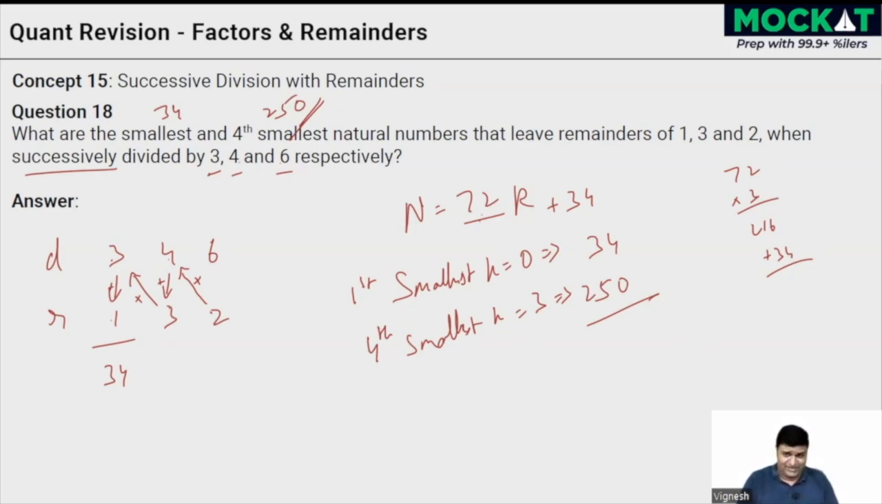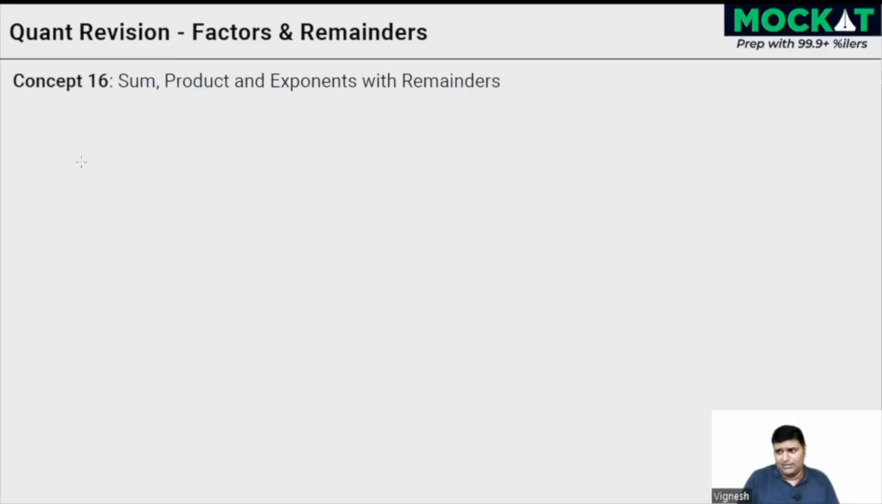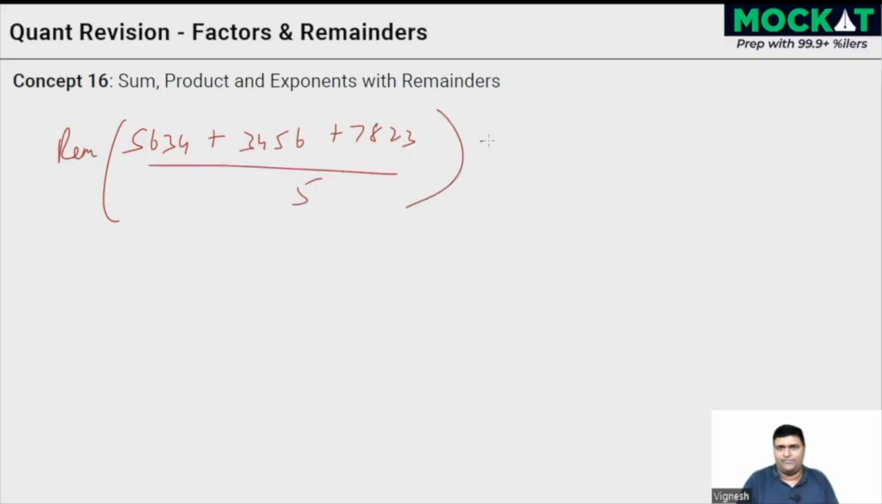I don't have an example or question here, but it's a concept we need to remember, right? What if we need to find the remainder of some number like 5634 plus 3456 plus 7823 divided by 5? We don't need to add all of these up, then divide, and then check the last digit. We can individually find the remainders. To find the remainder when divided by 5, we are concerned only about the last digit.